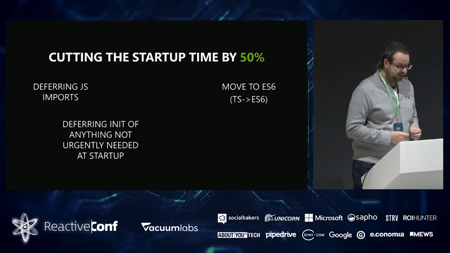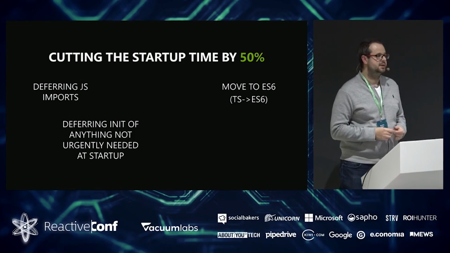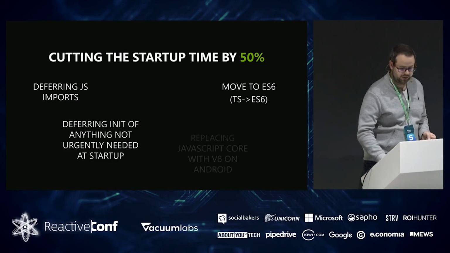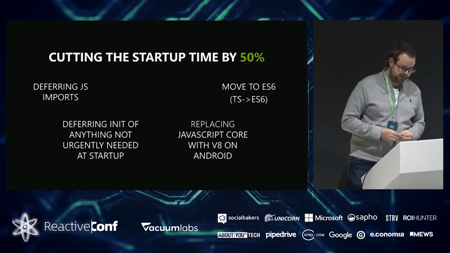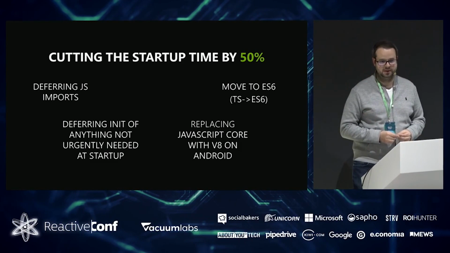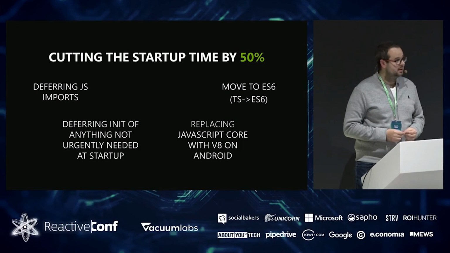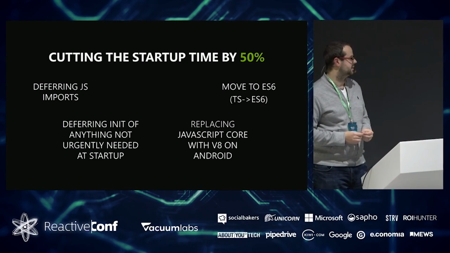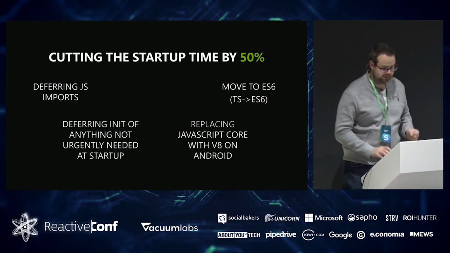Another interesting thing that we did was the move to ES6. We are compiling TypeScript now to ES6, and the runtime performance is about 15% better than with ES5. And this is an interesting thing. We are replacing the JavaScript core, which is the JS engine used by React Native on Android, with V8. There is, again, a performance boost, and also it makes your debugging environment, if you debug in Chrome, and your runtime environment consistent.